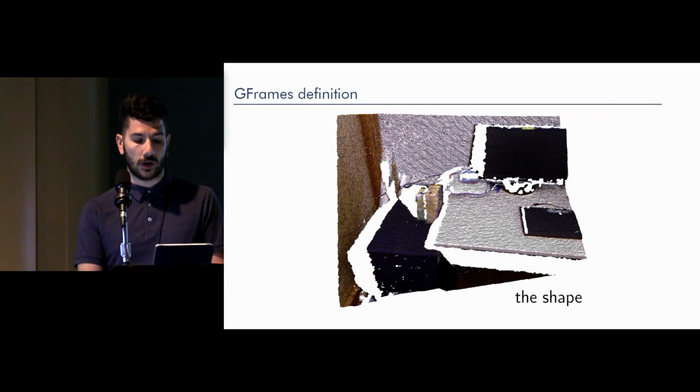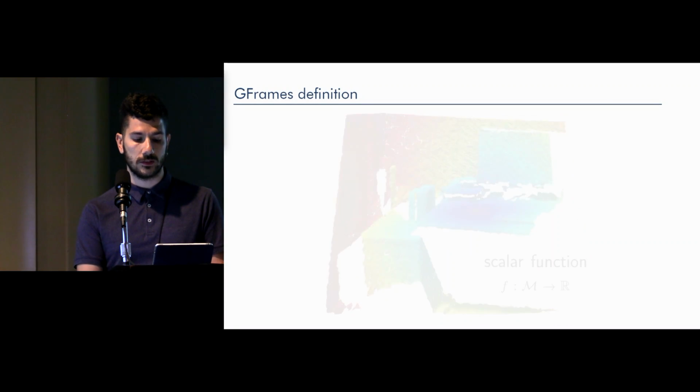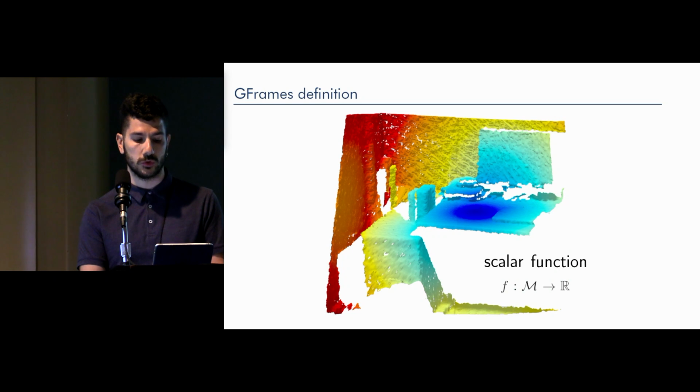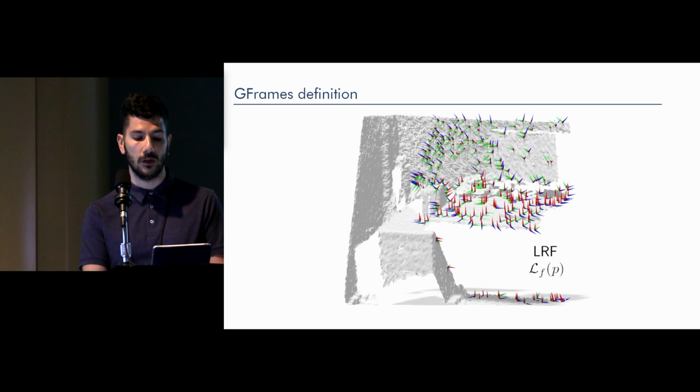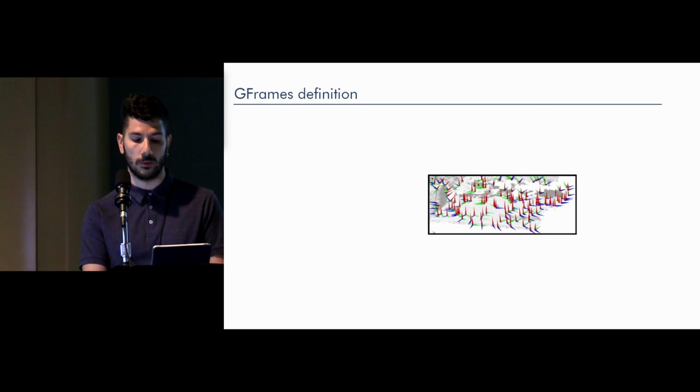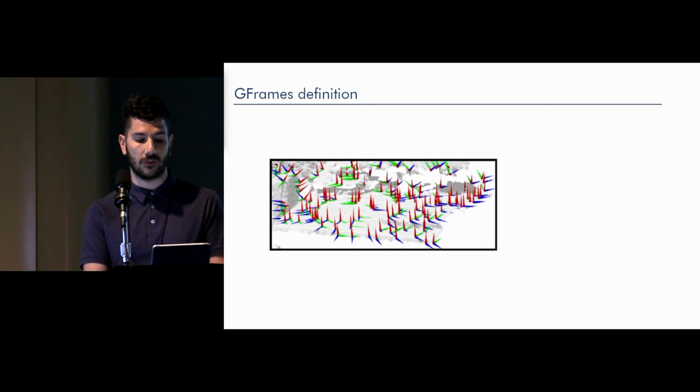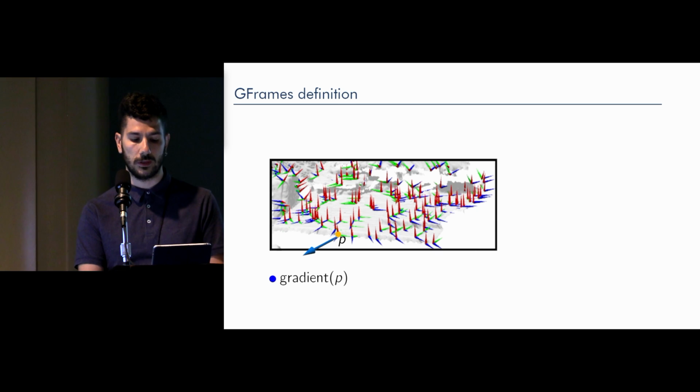Our proposed local reference frame is based on gradients of a scalar function defined upon the input shape. The gradient for a given point P is computed as the average gradient of its neighboring points. We then project the computed gradient onto the plane defined by the normal at point P and rescale the projection to unit norm. The final local reference frame is obtained as follows. The X-axis is the projected gradient, the Z-axis is the normal at point P, and the final Y-axis is the vector product between the Z and X axes.